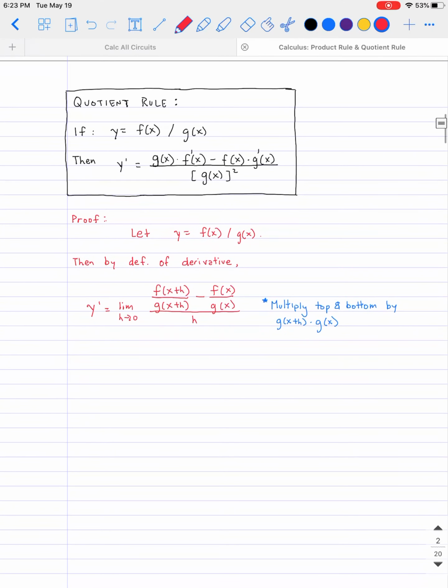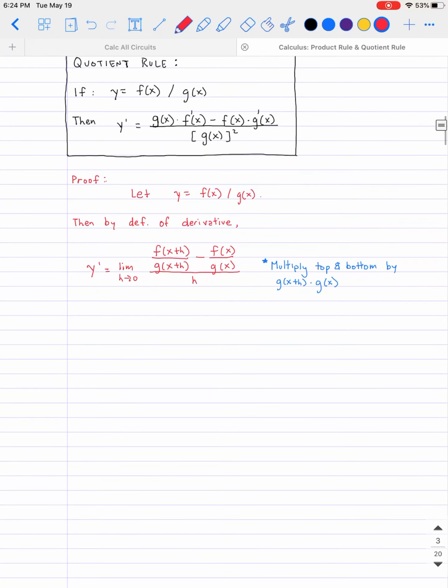Now we are also going to look at one other rule. This one is called the quotient rule. Meaning, what if your function is a quotient, a ratio of two functions? If y is equal to f of x divided by g of x, then the derivative is equal to what? Well, I wrote out what it's supposed to be equal to. In the next part, we're going to go ahead and derive it.